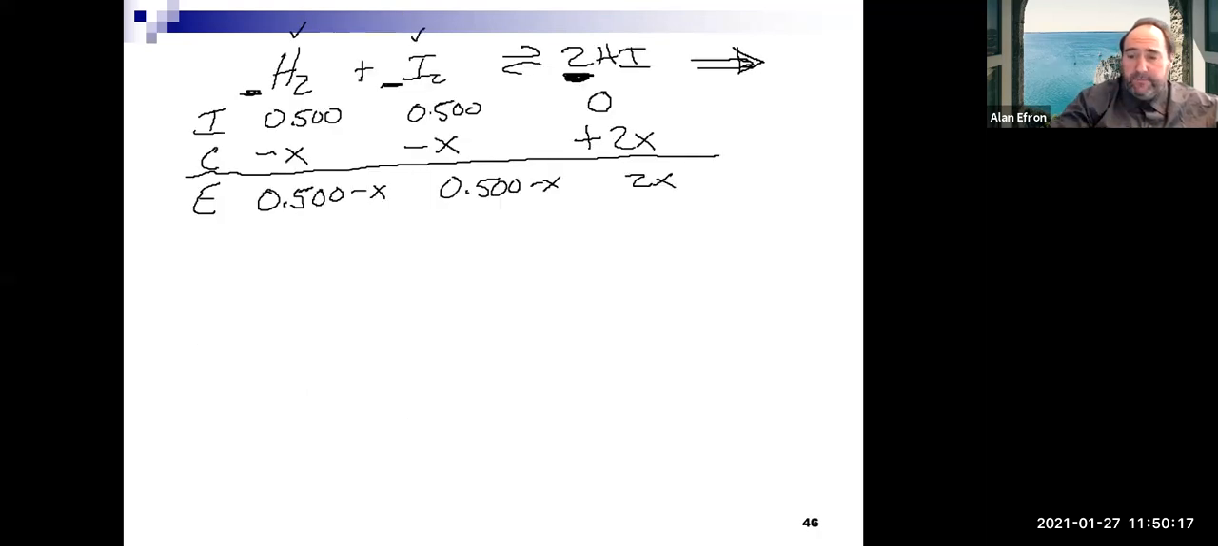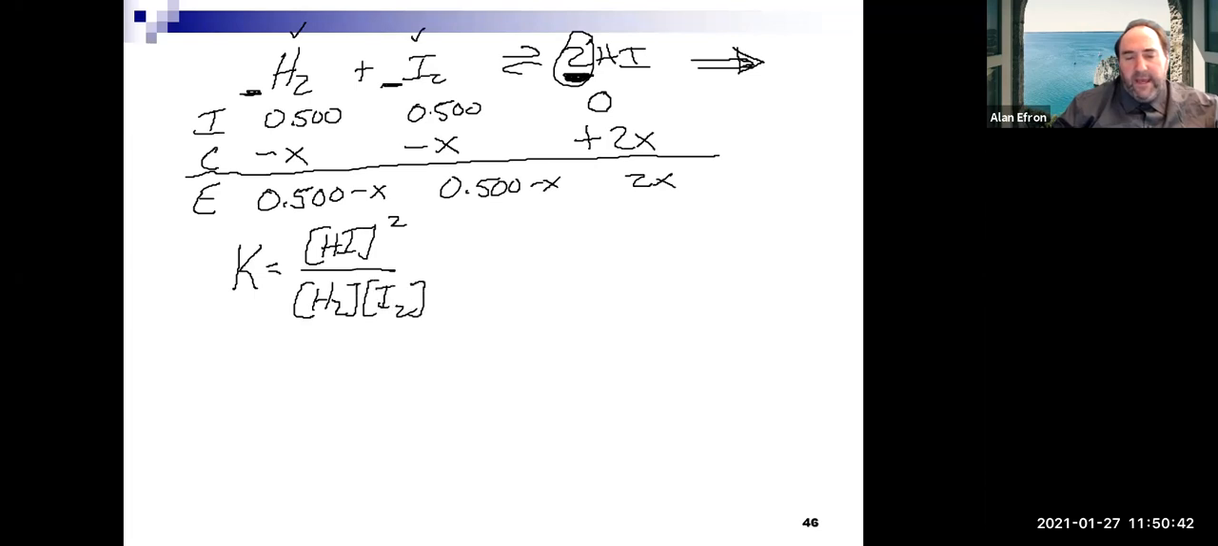Okay, so at this point, as we talked about last time, the goal here is really to solve for x. And to do that, we're going to use our equilibrium expression. If we wrote the K expression here, it would be the concentration of HI, and we would need to square it again because of the 2, divided by H2 times I2. And in this case, they did give us the K value, which was 54.3, I believe.